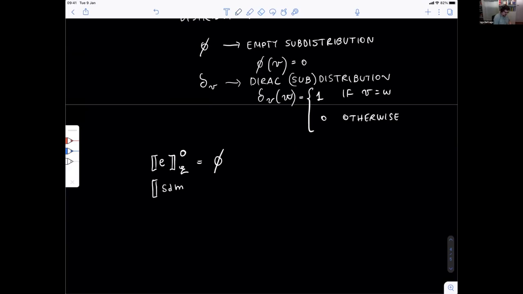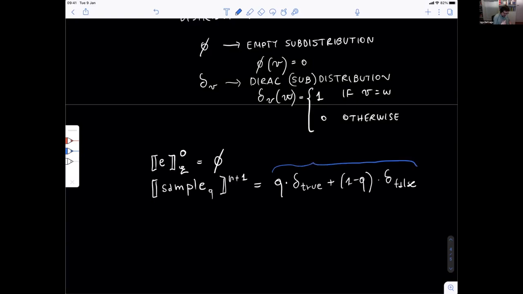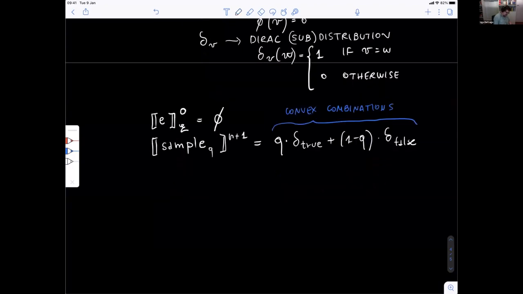On the other hand, if you try to evaluate this new computation sample Q and the step index is high enough, what you return is either true with probability Q or false with probability 1 minus Q. This tells you that there is a nice way to combine distributions by way of convex combinations, which is pretty standard in probability theory, by the way. And whenever you have a computation which is just in the form of return E, right? You just return the Dirac distribution.